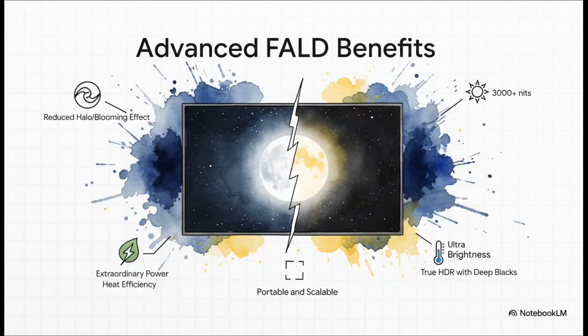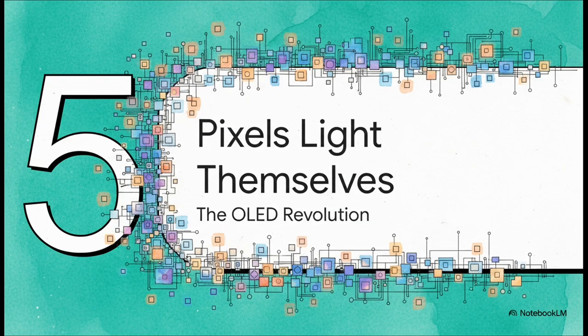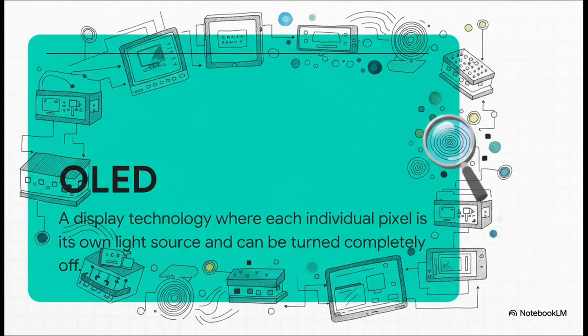So, the bottom line here is that all of this tweaking and refining led to displays that are brighter than ever, incredibly efficient, and have contrast that can finally start to compete with other technologies. We're talking deep, dark blacks right next to bright spots that can hit over 3,000 nits. That's seriously bright. This whole relentless search for perfect black, it eventually led everyone to the ultimate question. What if a screen didn't need a backlight at all? What if every single tiny pixel could just light itself up? And that, my friends, brings us to OLED.